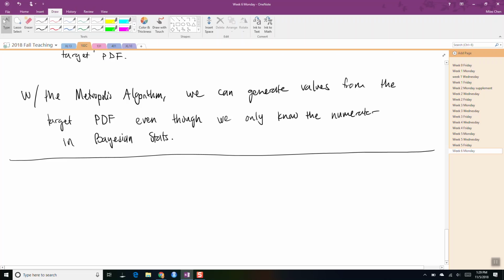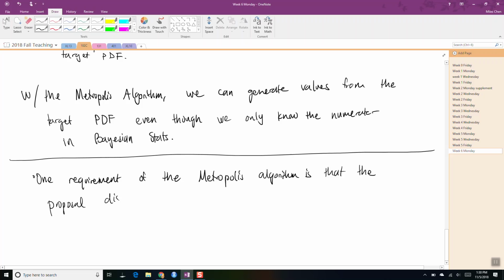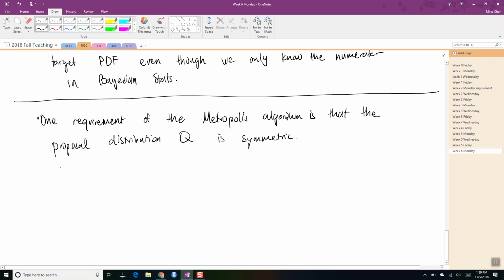The Metropolis algorithm can be extended and generalized further into something called the Metropolis Hastings algorithm. So one requirement of the Metropolis algorithm is that the proposal distribution Q is symmetric, okay? And what that means is that the probability of proposing some value x given your current value has to equal the probability of proposing your current value if you were located at that proposed value.